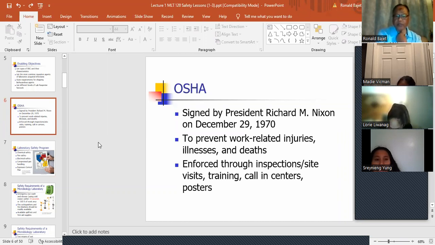OSHA enforces their policies through inspection site visits. Like I said, it's $25,000 for each hit that they find when visiting a laboratory. You learn a lot from their visits, safety training, call-in centers, and posters. There's a lot of communication that OSHA puts out so that we are well informed.